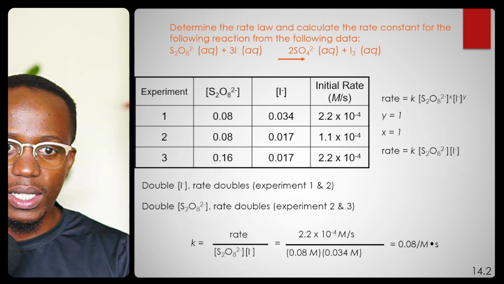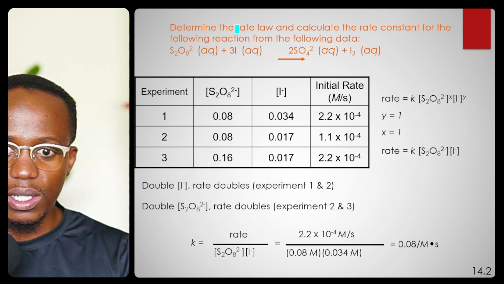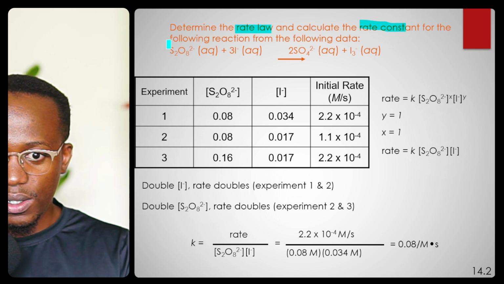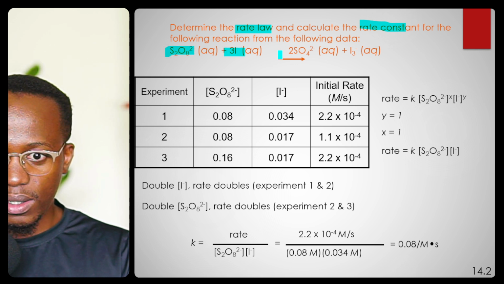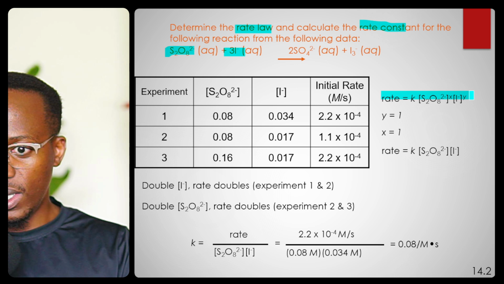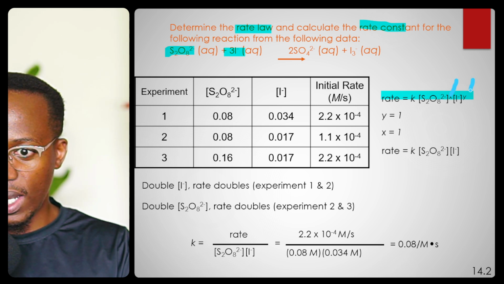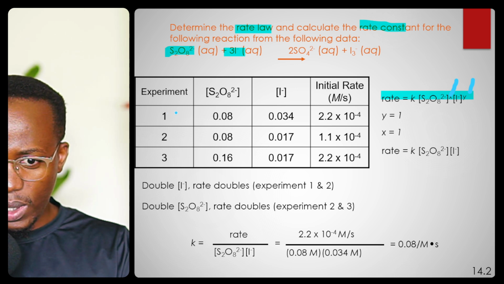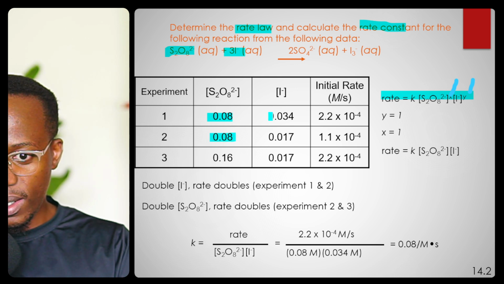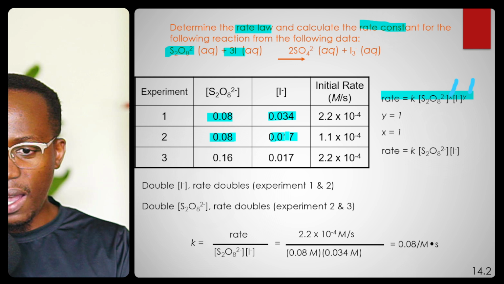This example says determine the rate law, then calculate the rate constant for the following reaction, right? So it gave you a reaction, then it's asking you for the initial rate law. It gave you data, right? And then look at this. The rate law is this, but we don't know what X or Y is. How do we find X and Y? You look at the reaction, right? You look at, okay, this one stays the same. Oh, this one is half of it, right?